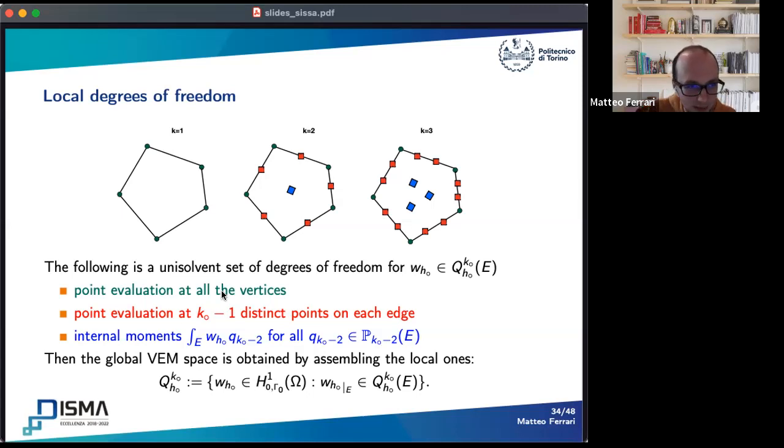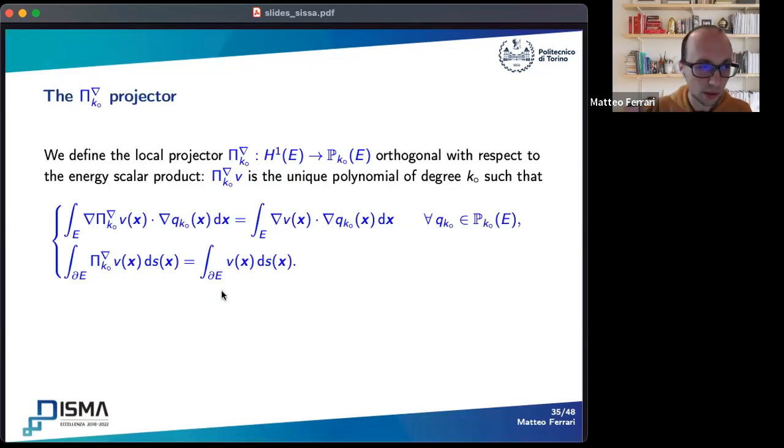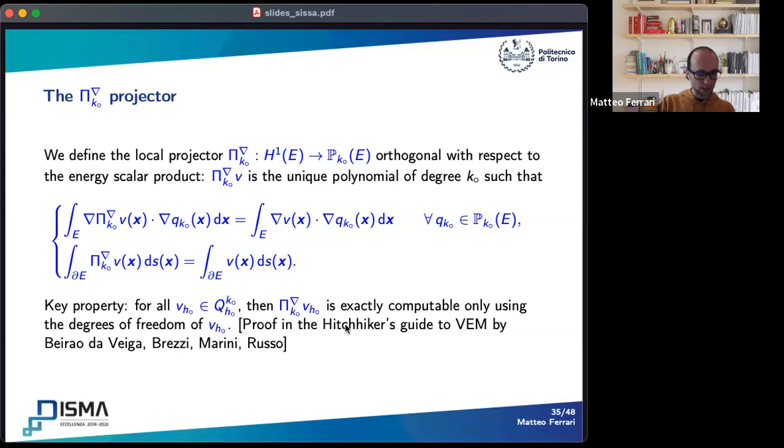The key point, in fact, is that we can compute, using the degrees of freedom explicitly, the following operator. This is a local projector, orthogonal with respect to the energy scalar product, in the polynomials of degree k. This is the definition, by fixing here in some way the constants. The proof of this can be found in the Hitchhiker's guide, for example.